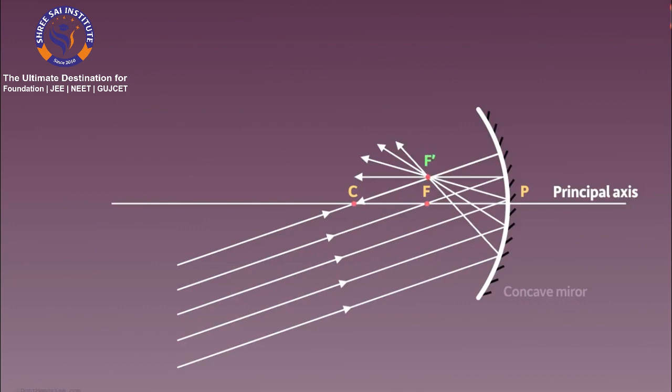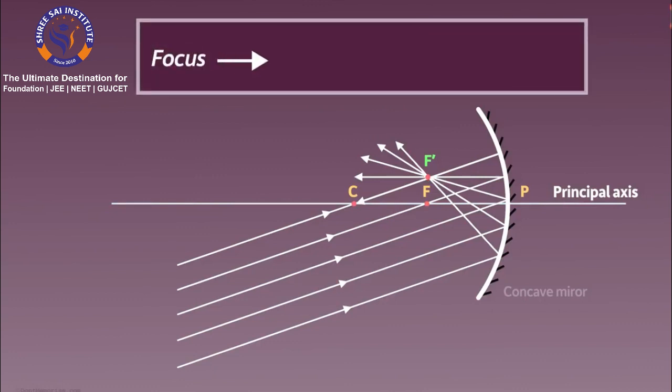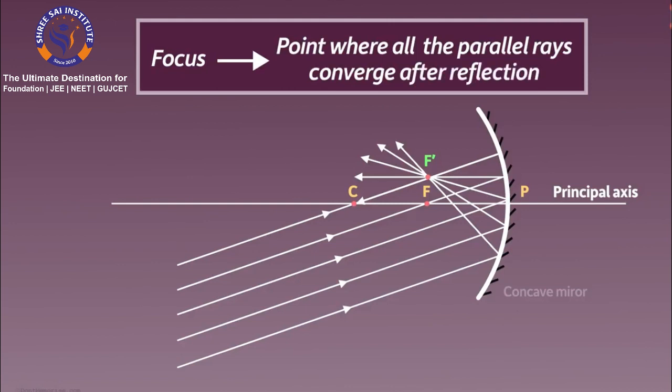This point is called focus as all the rays are focused at this point. It's not called the principal focus because it does not lie on the principal axis. So we defined focus as a point where all the parallel rays converge after bouncing off from the reflecting surface of the concave mirror.